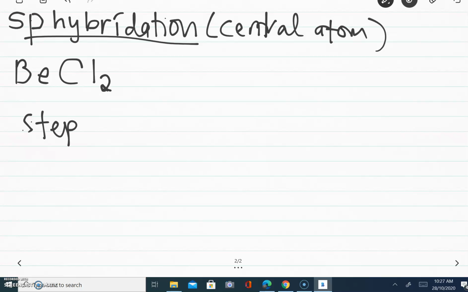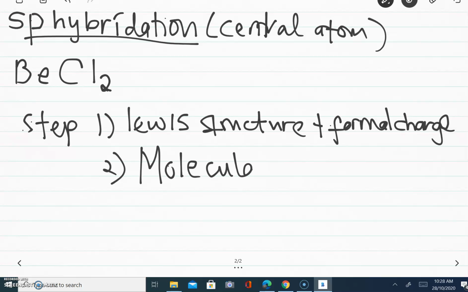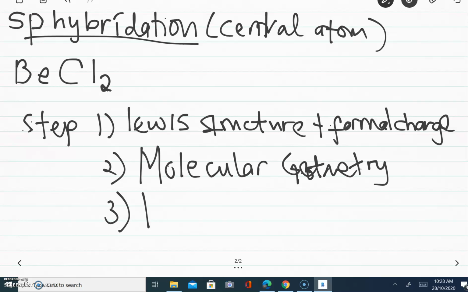Our first step, step 1, you must draw the Lewis structure and its formal charge. Step 2, draw the specific shape of molecular geometry. And for the last, we try to predict the types of hybridization. Okay, now we proceed to our first step.